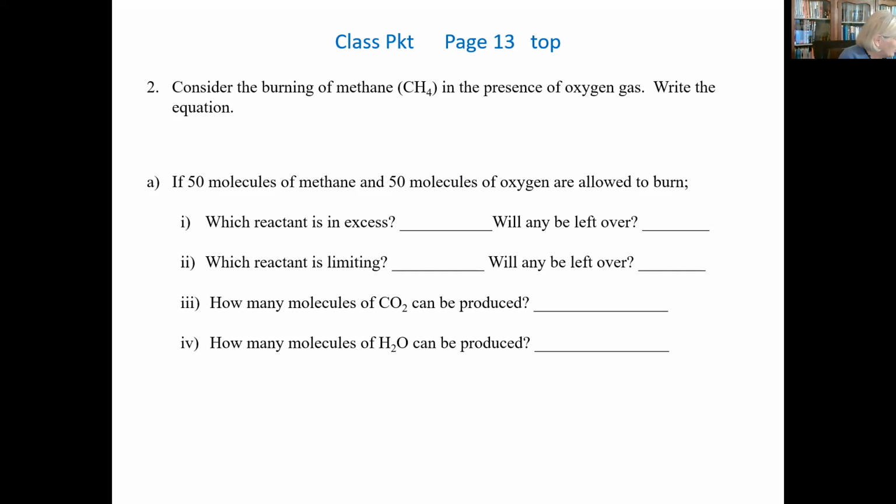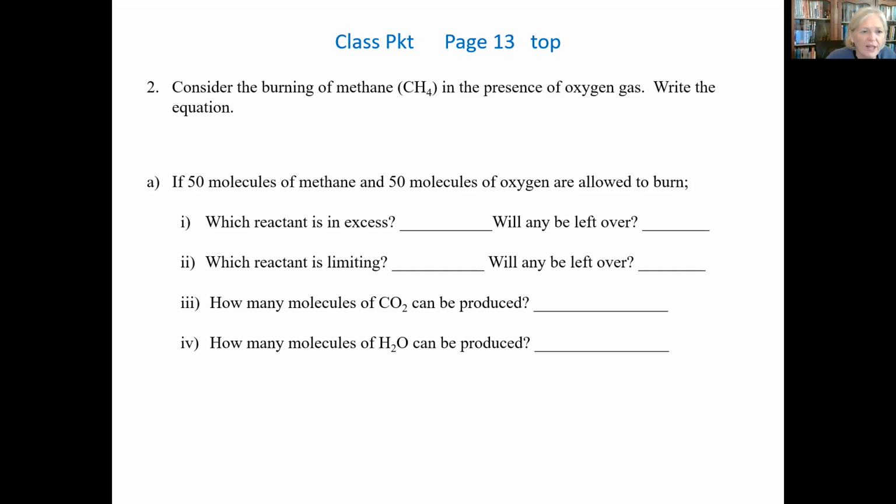Glancing down the whole page, you'll see that I'm going to be considering coefficients in A as if coefficients can be molecules. When I go to 2B in the middle of page 13, we'll be considering coefficients as representing moles. And when we go to 2C, I'm asking you about mass. I'll emphasize at that point that coefficients do not represent mass ratios.